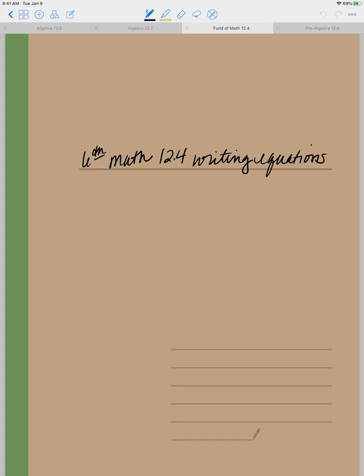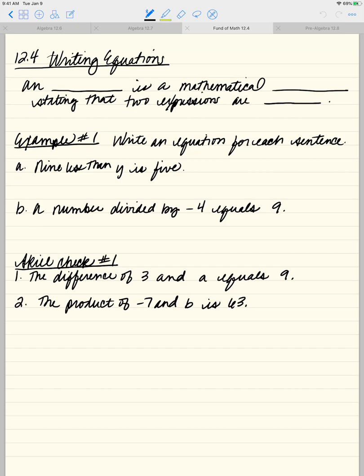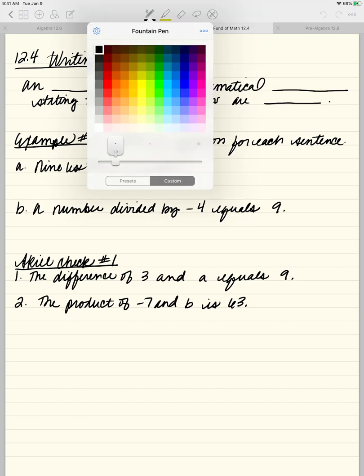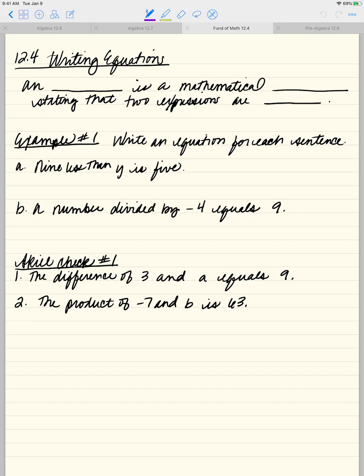All right, sixth grade, more algebra today. Today we are actually writing equations, okay? We are writing equations. So let's define equation first. Okay, an equation is a mathematical sentence stating that two expressions are equal. Equal. Okay, example number one.